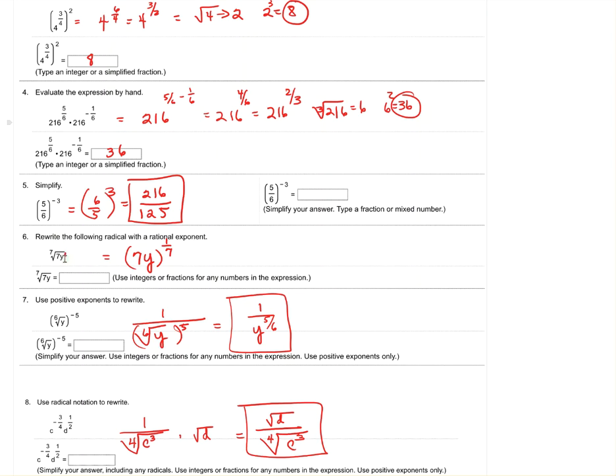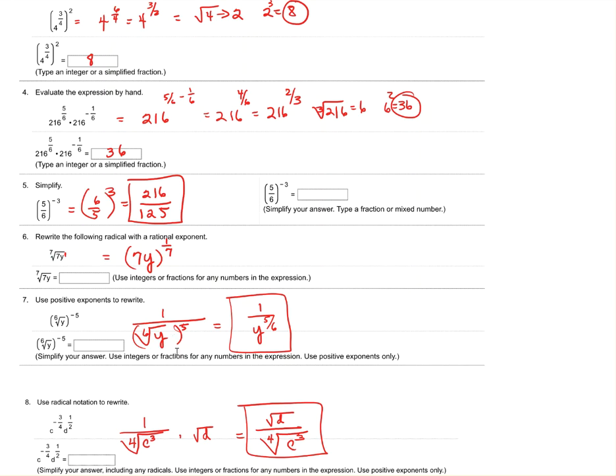Rewrite with a rational exponent. There's an understood 1 here, even though it wasn't written originally. So this is 7y to the 1/7. The number in here is your numerator, and the number here is your denominator.